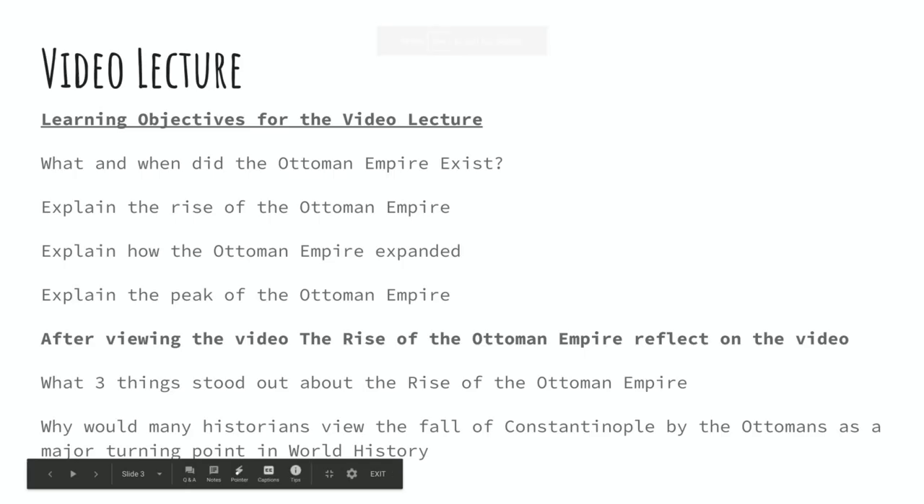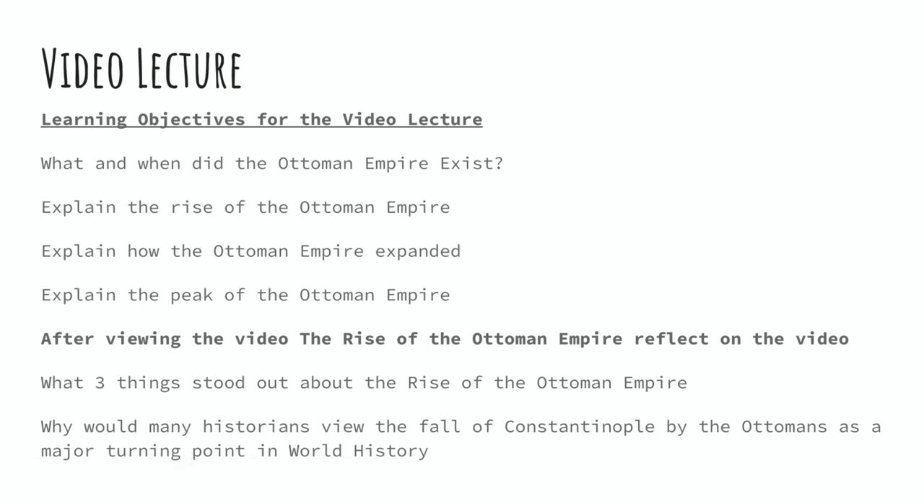So, as always, we do have some learning objectives for this video lecture. The first one, and again, you want to make sure that you write these down on your paper, is what and when did the Ottoman Empire exist? Explain the rise of the Ottoman Empire, explain how the Ottoman Empire expanded, and explain the peak of the Ottoman Empire. These are the questions that you need to answer at the end of the video lecture.